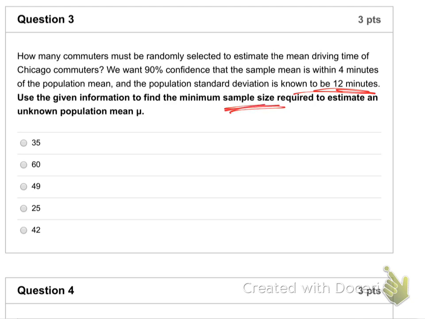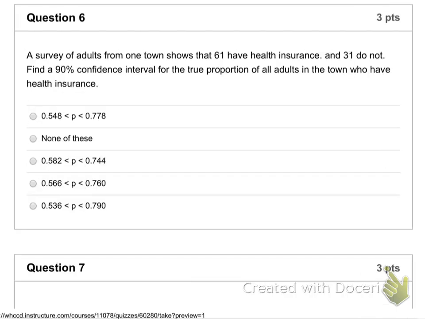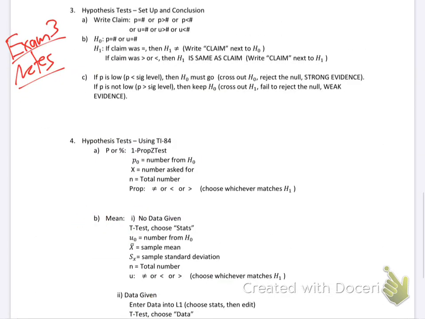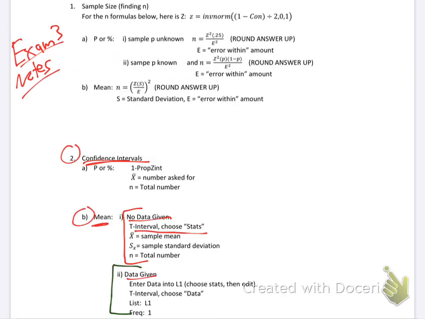Sample size. Where on our exam 3 notes do we see anything about sample size? Yeah, well done. Number 1 is sample size. Number 1 on the exam 3 notes. So now we have 3 formulas, and we got to discern which one. We got this one, and this one. How do we know? Well, it's about whether it's percent or is it mean? That's the first distinction.